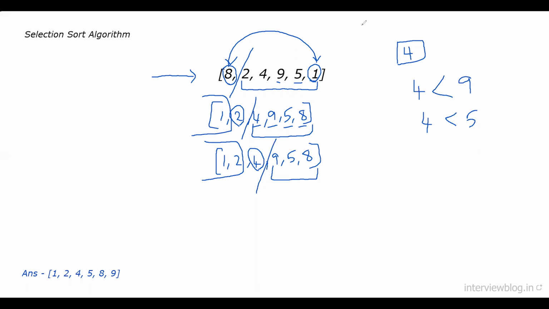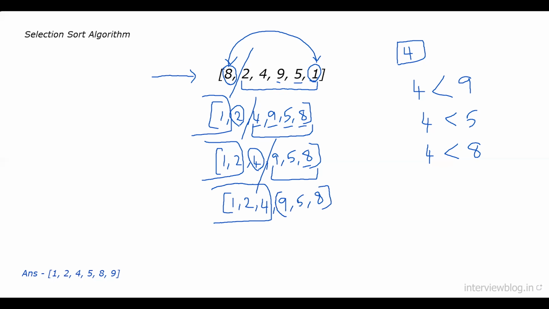Now I'll compare 4 with 8. While comparing 4 with 8, we can see that 8 is greater than 4 and hence the smallest element in this case would be 4. Since the smallest element is already present in the correct position in the given input array, we don't have to swap anything. So our resultant array would be 1, 2, 4, 9, 5, and 8. So now this part of the given input array is sorted.